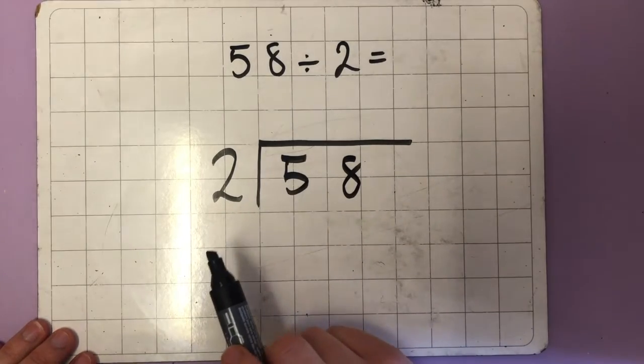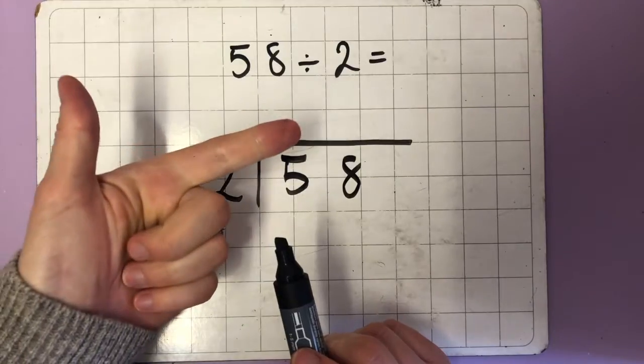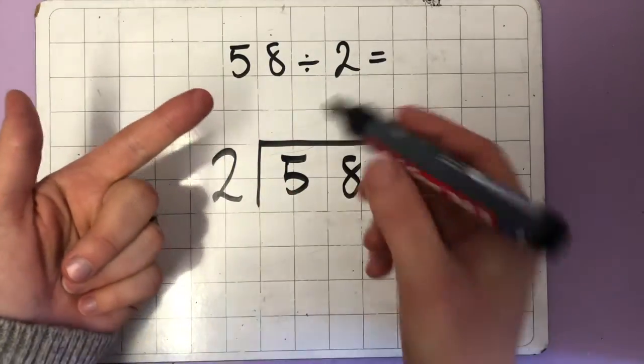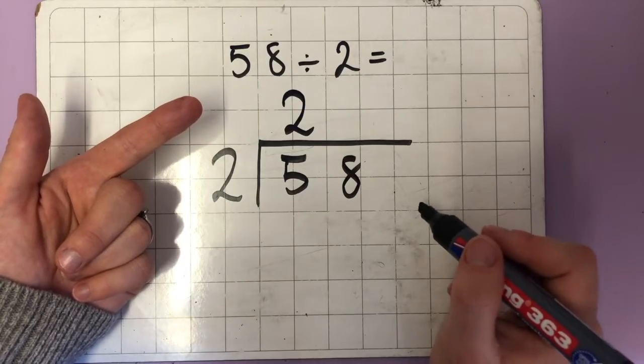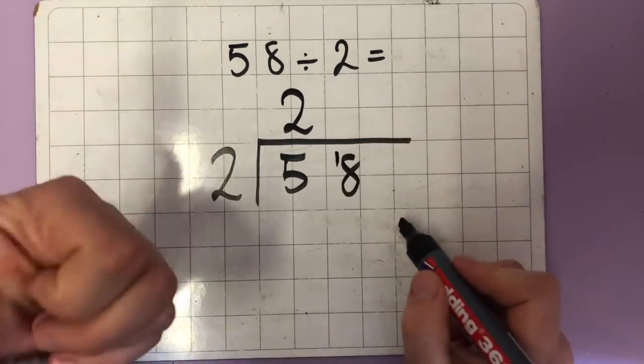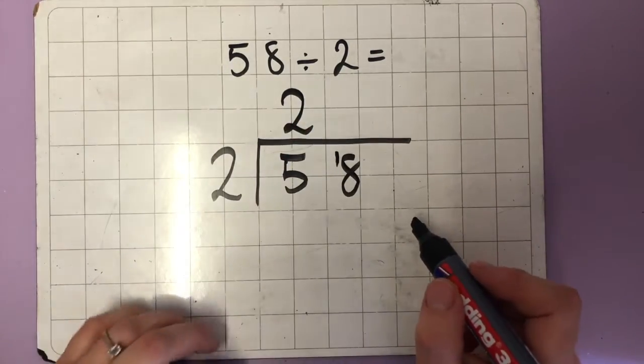So how many 2's go into 5? 2, 4, okay, it only goes in twice fully. And then how many are left over? 1, because it's 2, 4, and then 1 more is 5.